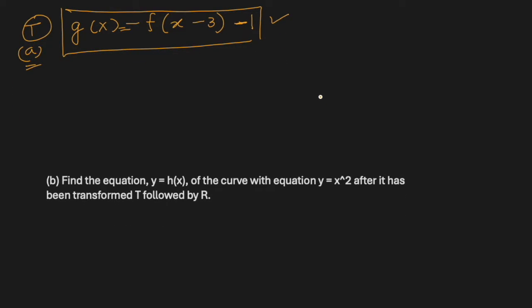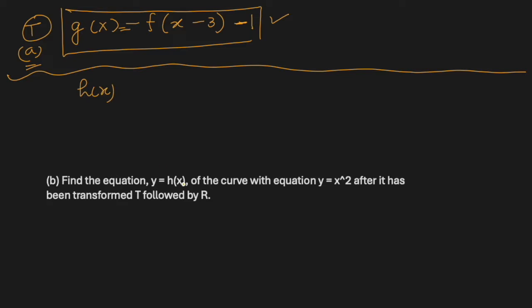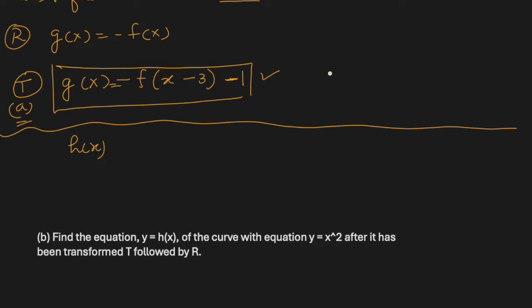Find the equation of the function y equal to h(x) of the curve with equation y equal to x squared, same. Since it is y equal to x squared, I did not change it, so it will be g(x) equal to minus, now the function is x squared, so I will write (x - 3) squared minus 1. This is the function.